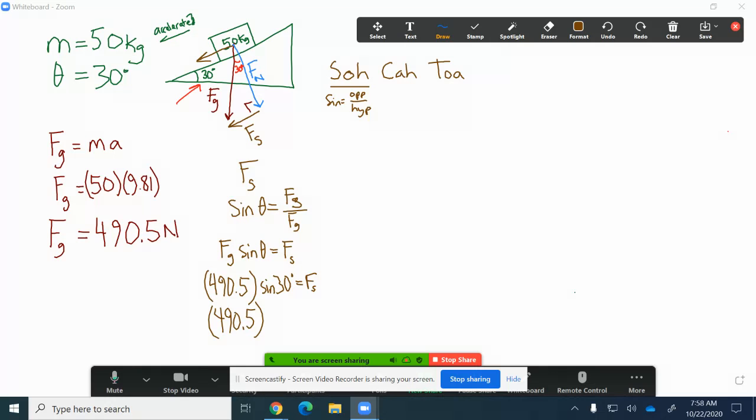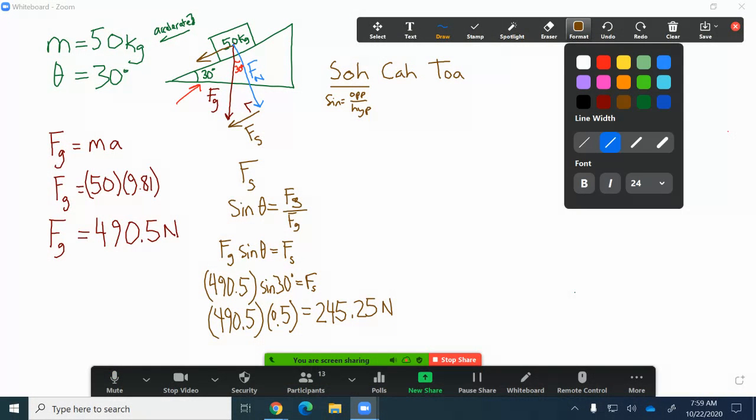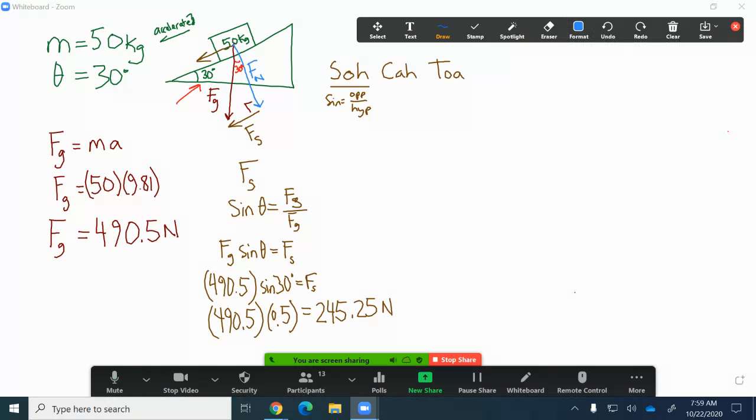Clear, sine 30. The sine of 30 degrees is 0.5. 0.5 we'll put in, I guess. So, our force of sliding is 490.5 times 0.5. Our force of sliding is 245.25 newtons.